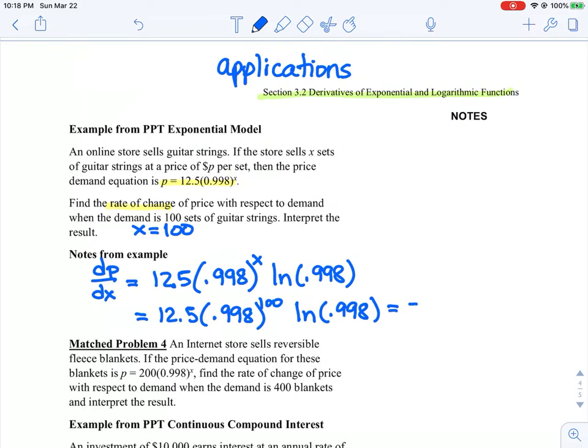You will get a negative number. When your natural log value is less than 1, you will get a negative number. You get negative 0.02. And all that tells me is that the price is decreasing at a rate of 2 cents when the demand is 100.